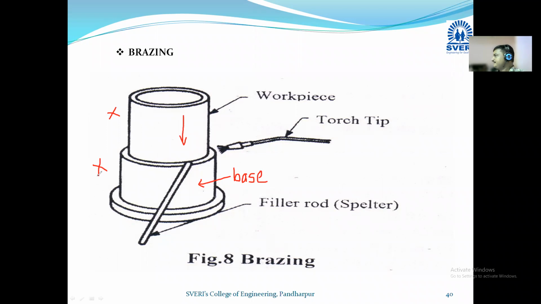These are not the same metals, keep in mind. Same metals are there only in the welding process. Other than that, in soldering and in the brazing operation, different metals, different materials we can bring together. So this material is different, okay, and another material is different. We will name them material X and material Y.